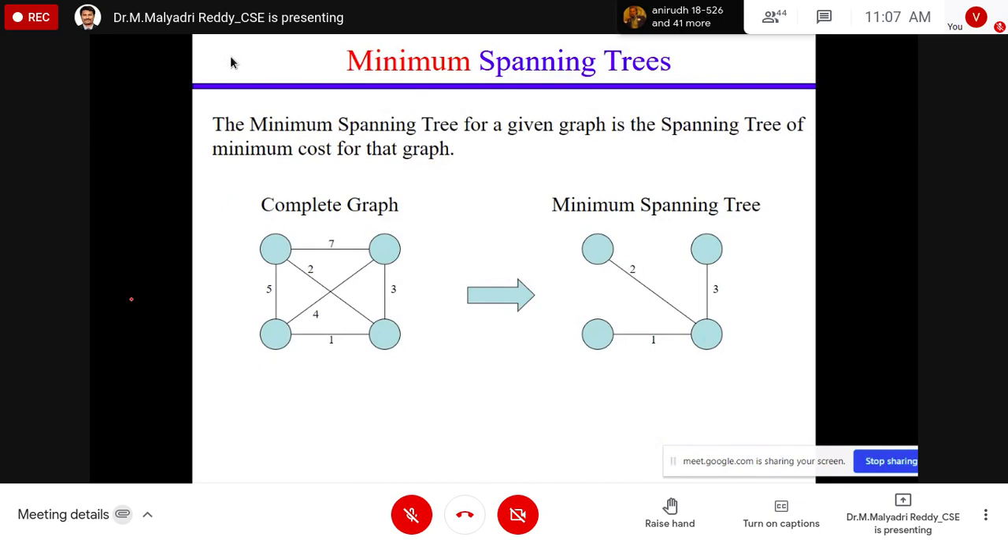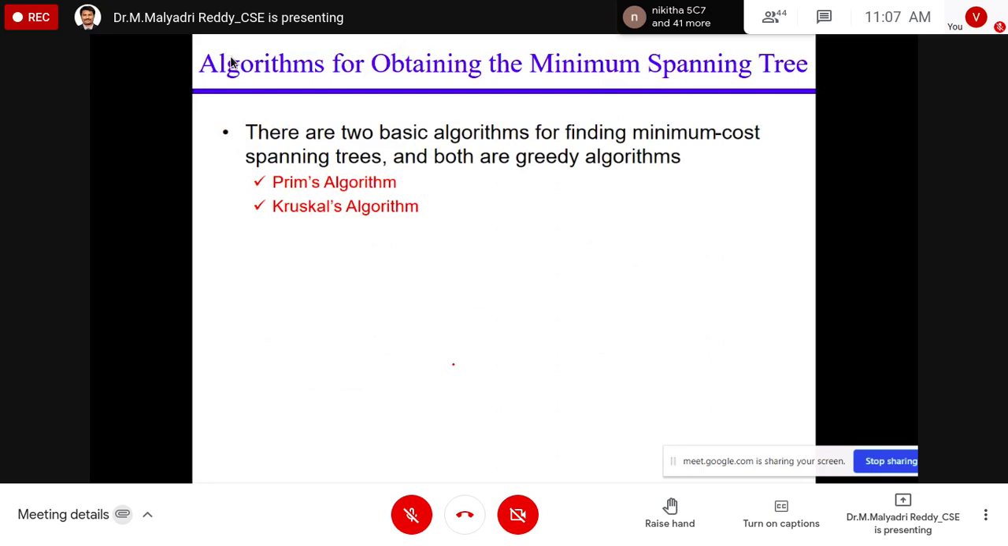In abstract view, this is the complete graph. This is a spanning graph with respect to weights. The selection of edges depends on the minimum cost only. In the implementation of the minimum cost spanning tree, we use two different algorithms: Prim's algorithm and Kruskal's algorithm. I will briefly explain Prim's and Kruskal's. Tomorrow I will give the complete details.